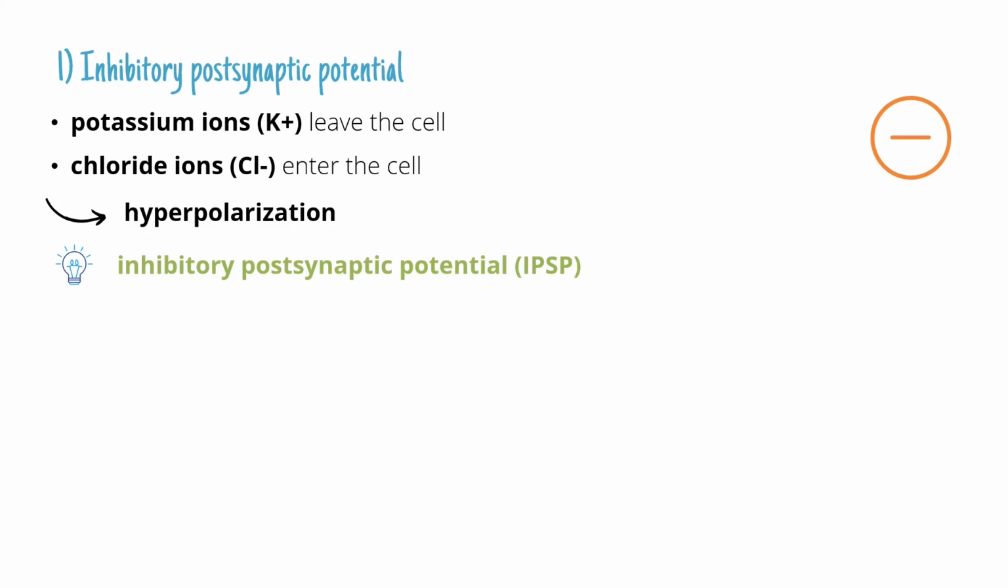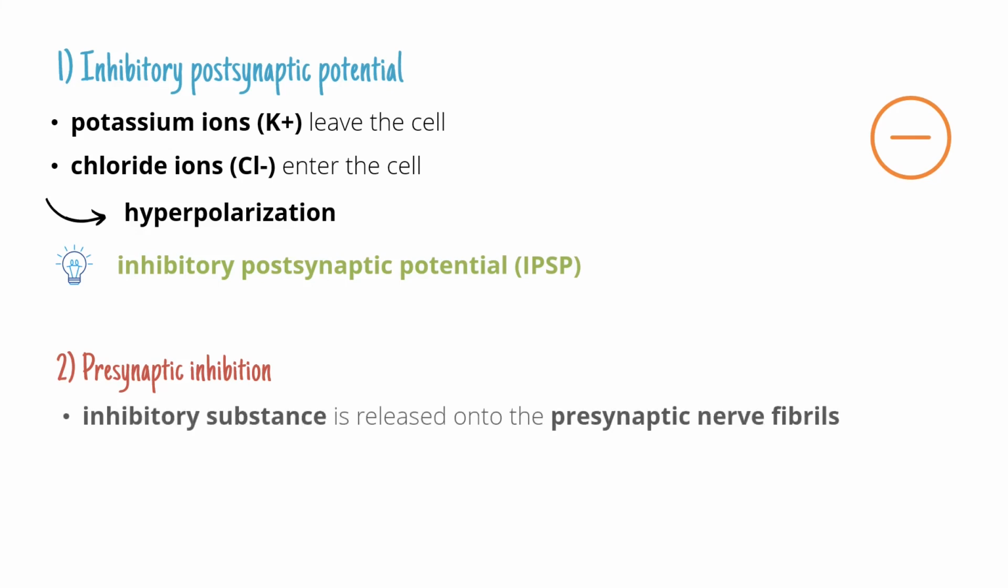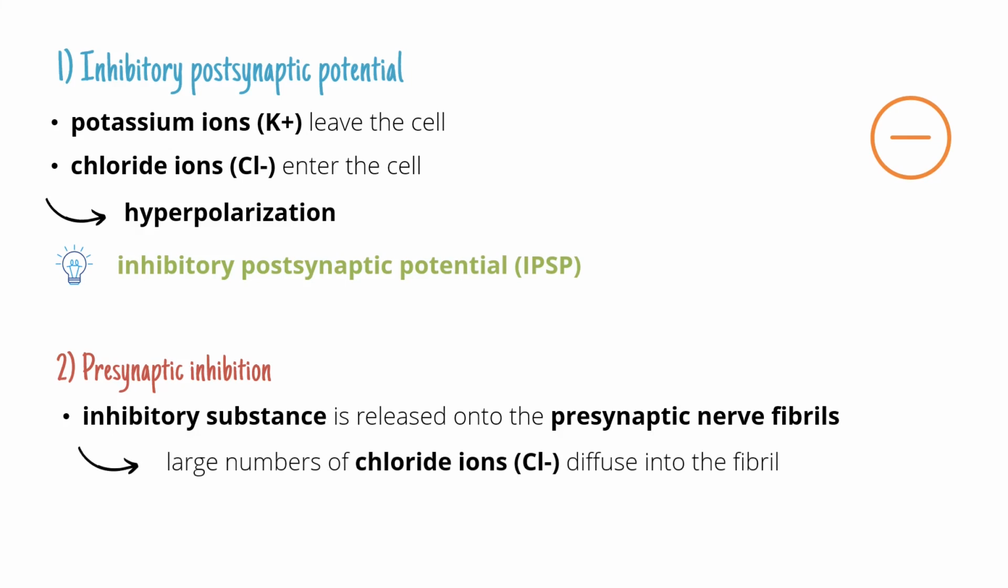The second option, as we said, is presynaptic inhibition, which occurs at the presynaptic terminals before the signal even reaches the synapse. What happens is that an inhibitory substance, usually gamma-aminobutyric acid, is released onto the presynaptic nerve fibrils before their endings. This causes large numbers of chloride ions to diffuse into the terminal fibril. This again causes hyperpolarization, and the neuron is then less likely to elicit an action potential.